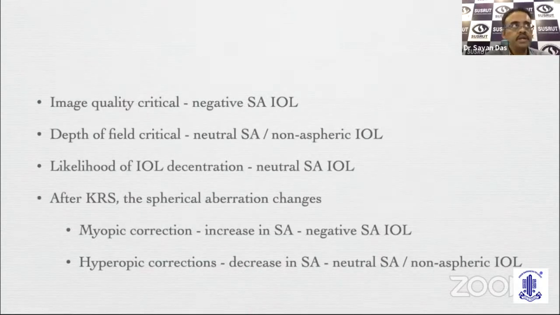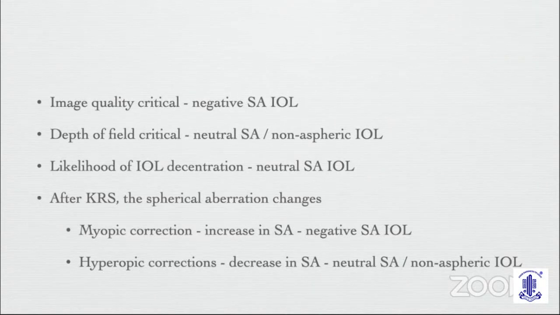So when the image quality is critical, that is, we need very high contrast sensitivity, we should use a negative spherical aberration IOL to negate the positive corneal spherical aberration. Whereas when the depth of field is critical, we might plan to keep some residual spherical aberration. So we may use a neutral spherical aberration IOL or a non-aspheric IOL. If there is a likelihood of IOL disintegration, it's better we do not use a negative spherical aberration aspheric IOL. We should use a neutral spherical aberration aspheric IOL.